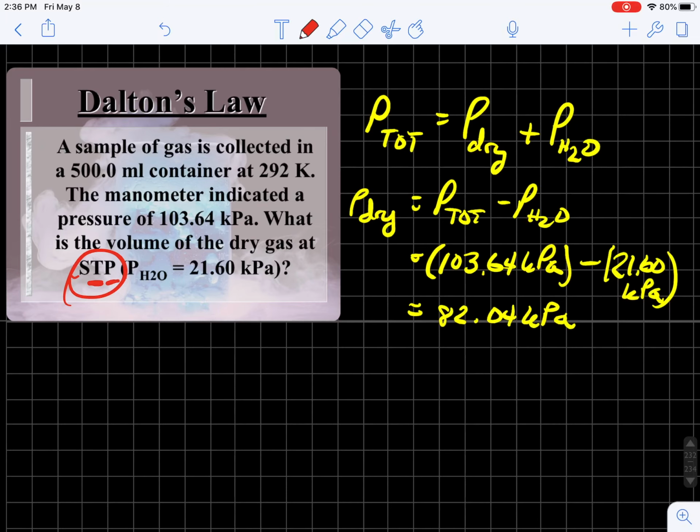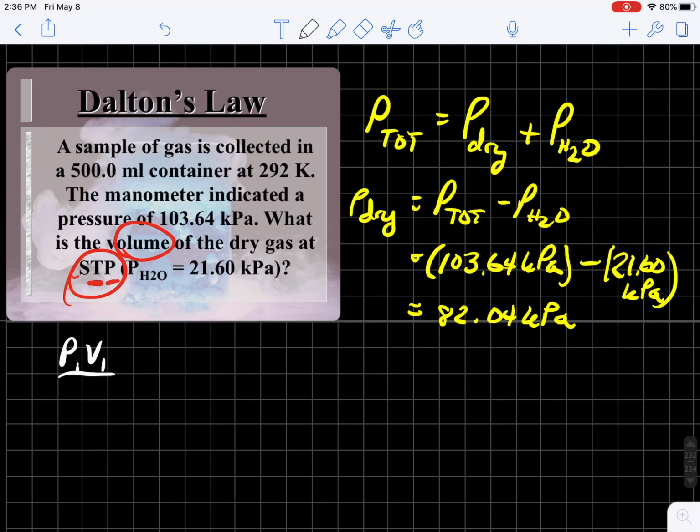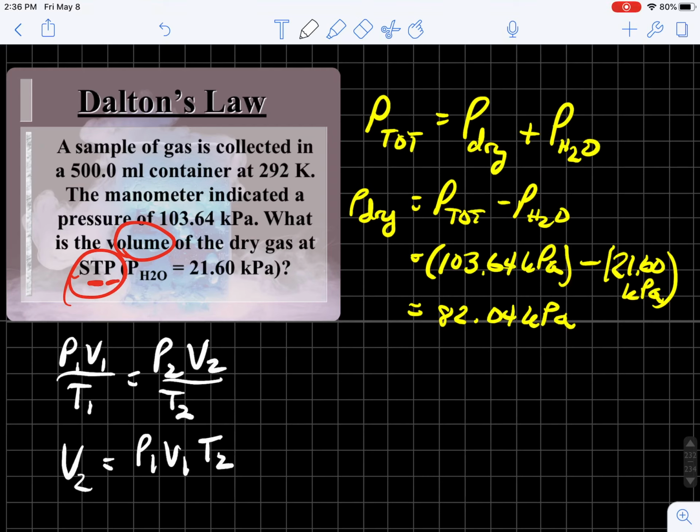So anytime we're converting to STP, we're changing the temperature, we're changing the pressure. They want a new volume. So we're going to have to use the combined gas law. P1V1 over T1 equals P2V2 over T2. And now we can solve for our new volume at STP. So P1V1 times T2 over P2T1. All right, so our original pressure is the pressure of our dry gas.